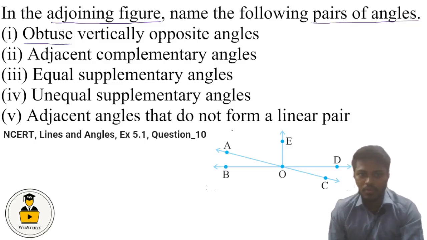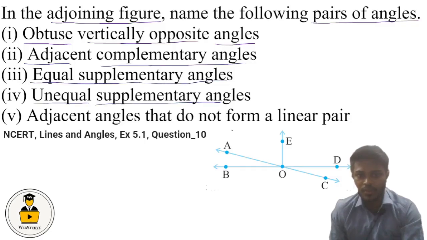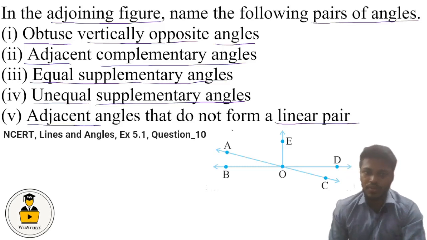So first is obtuse vertically opposite angles. Then second is adjacent complementary angles. Third is equal supplementary angles. Fourth is unequal supplementary angle. Fifth is adjacent angles that do not form a linear pair. Okay, so first we need to find out the obtuse vertically opposite angles.